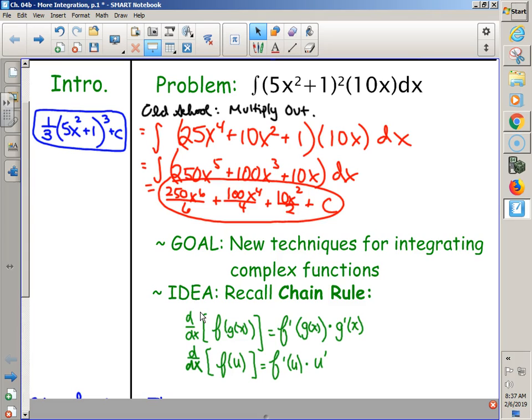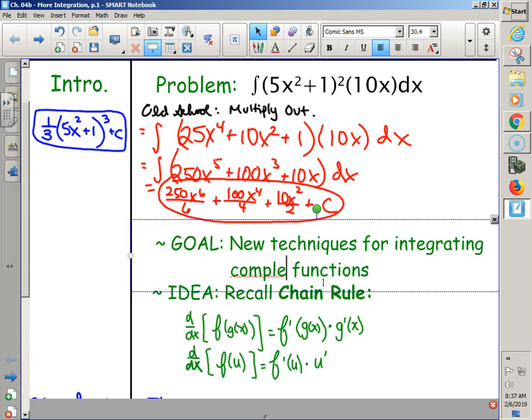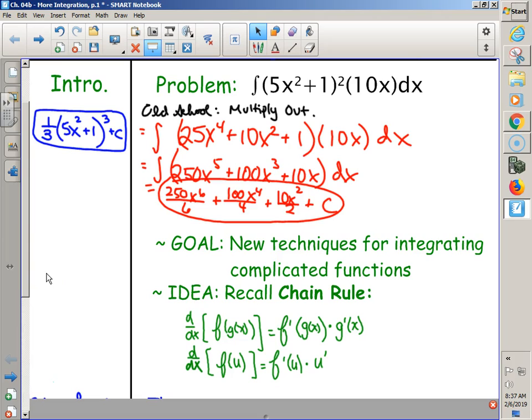But we're going to get new techniques for integrating complex, I don't mean like imaginary numbers. So let me go change this. Hold on. Man, so many English words have math meanings. Complicated. There you go. Functions, specifically composite functions.